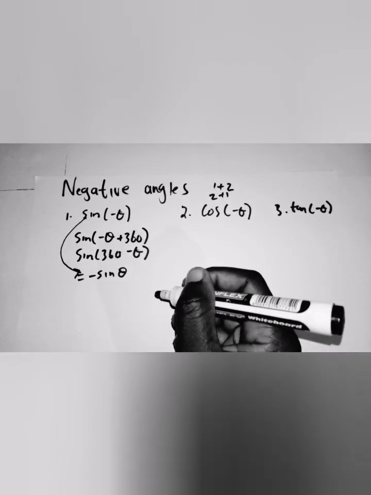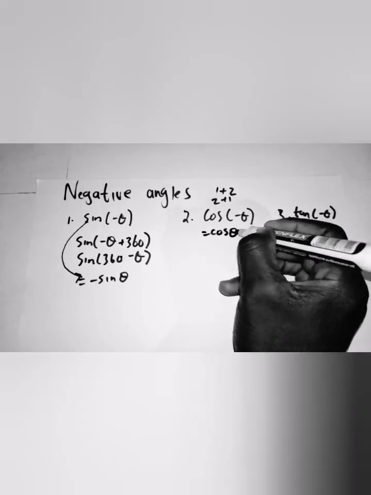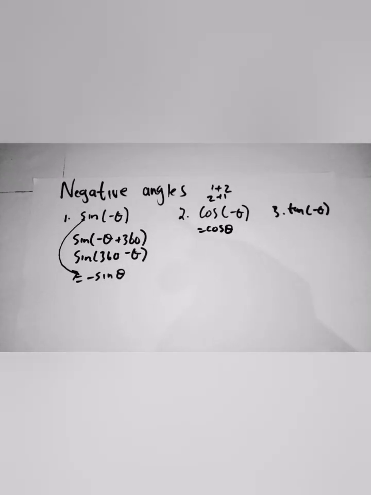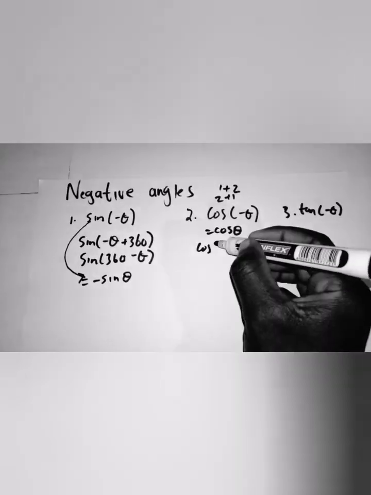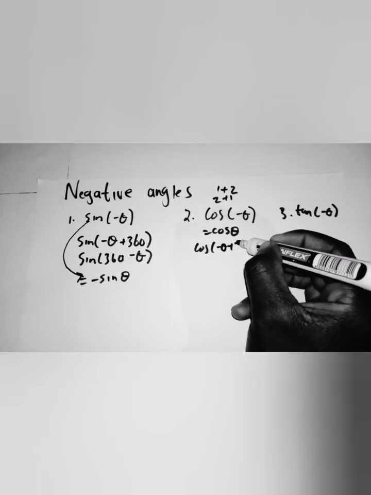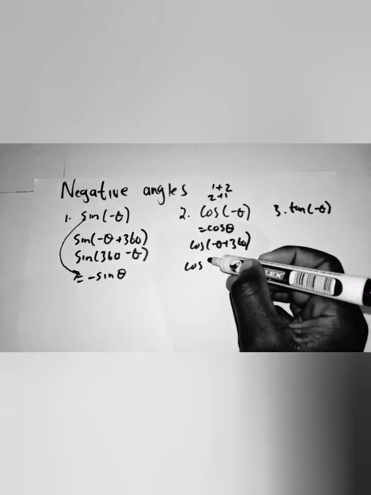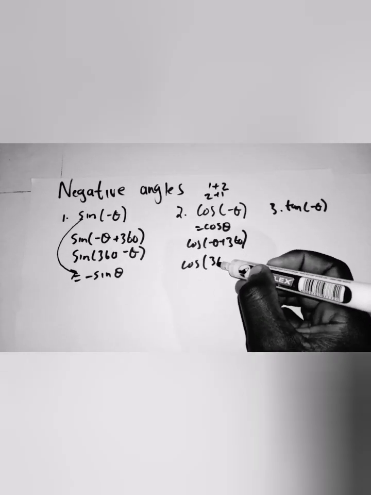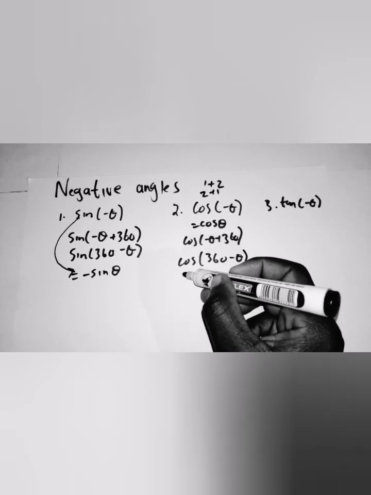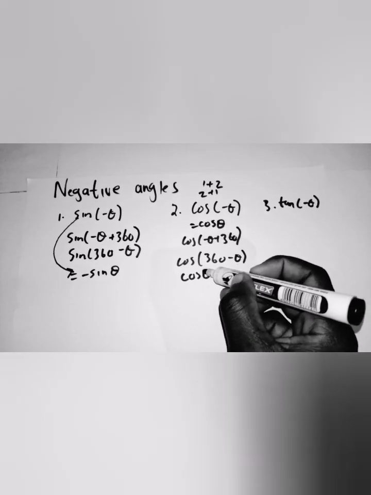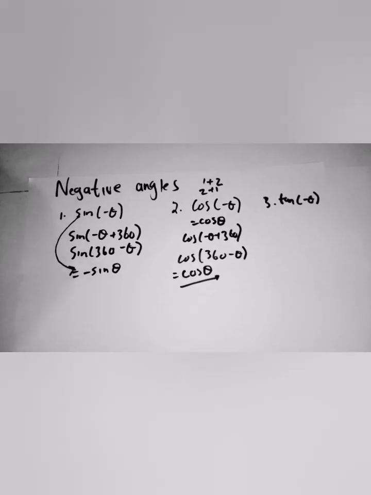Here we know that negative angles are on the fourth quadrant, therefore cos theta on the fourth quadrant is positive. But if your teacher asks you why you are saying cos is positive, you just write negative theta, you sum the 360, then cos 360 minus theta. Now you know that cos is positive on the fourth quadrant, and on the fourth quadrant we have 360 minus theta.